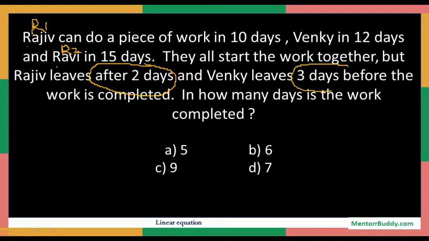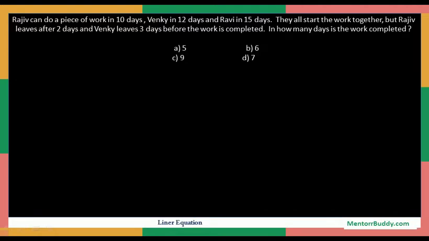These are the 2 important points which we need to note down. Now coming directly to the question, it says that R1, that is Rajiv, finished the task in 10 days, Venki finishes the task in 12 days, and Ravi, that is R2, finishes the same task in 15 days.